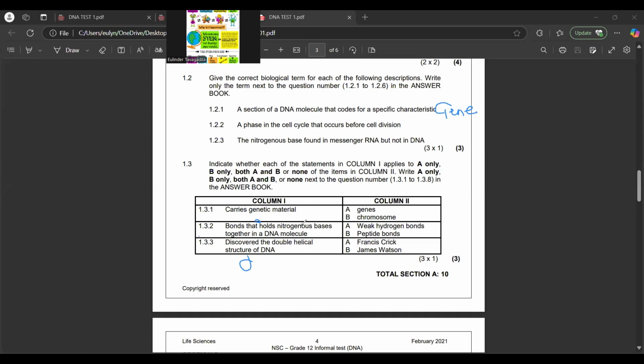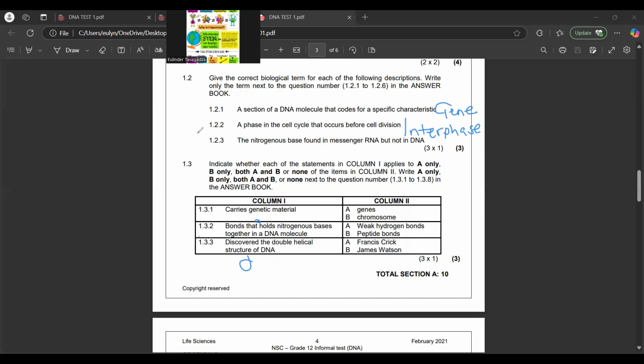Then 1.2.2, a phase in the cell cycle that occurs before cell division. Before cell division, we have interphase. That's the first stage, so that's the phase we are going to have here. Interphase.